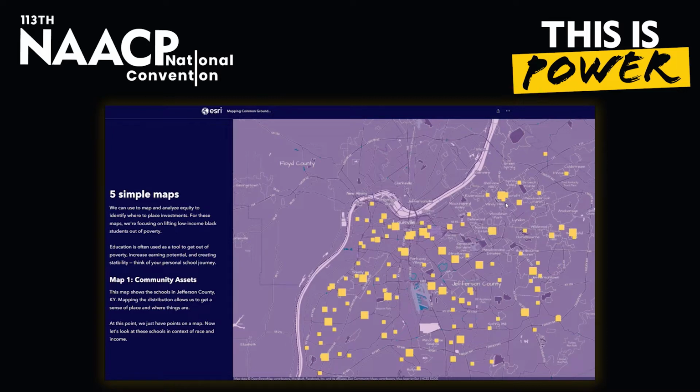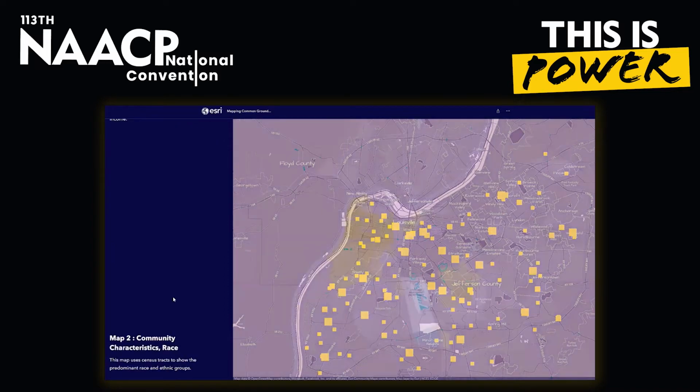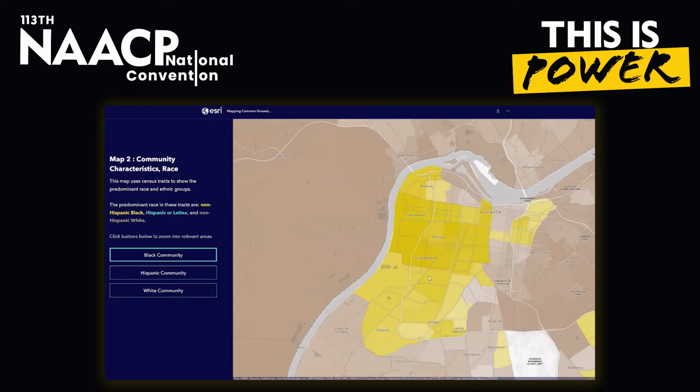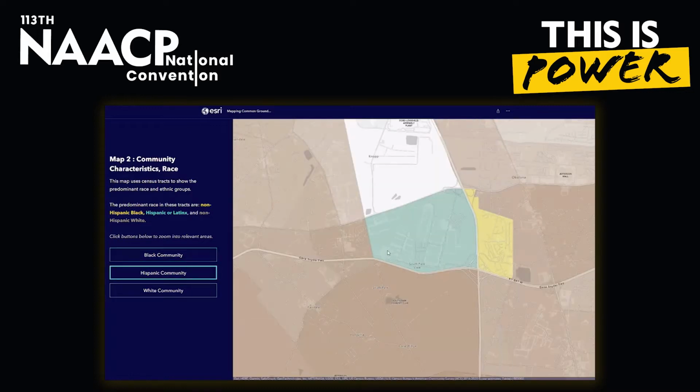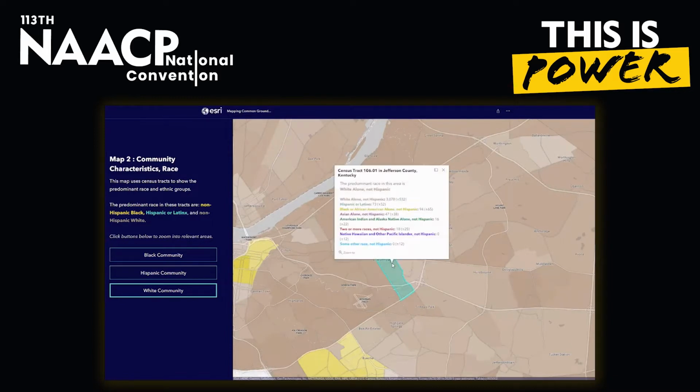Right now, we're looking at schools that seem to be evenly distributed, but now we need to find low-income Black and Brown communities. So let's look at the distribution of communities by race. This is a predominance map showing race by census tract. In yellow, it's predominantly a Black community. In green, it's predominantly Hispanic. In brown, it's predominantly a white community.